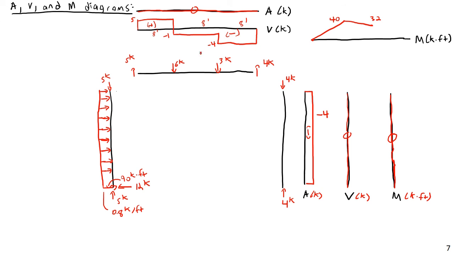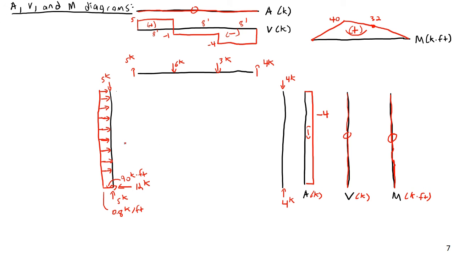32 here. And then finally, the area of this, 8 times -4, is -32, and that will bring us back down to 0. And so we do have positive moment throughout, positive bending in the beam here, in our horizontal beam. All right, questions so far?